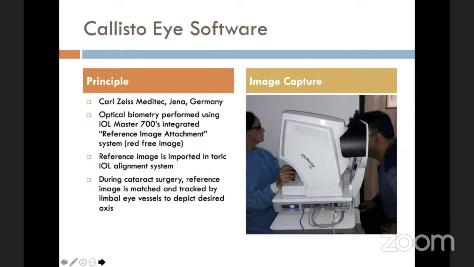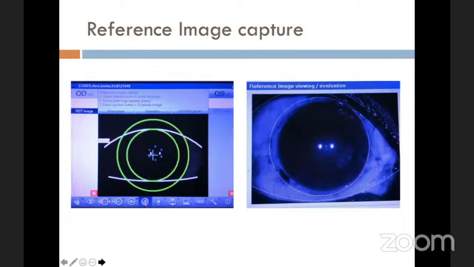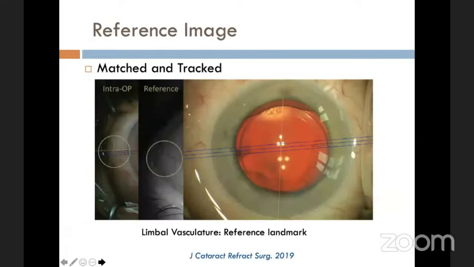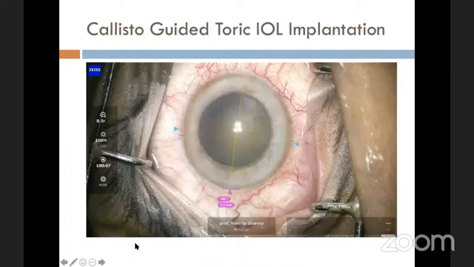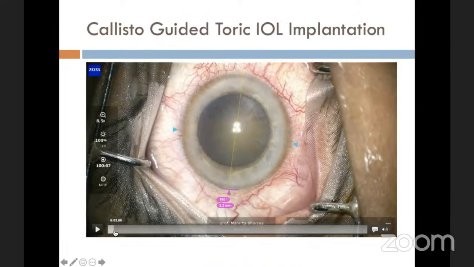And the reference image is matched and tracked by the limbal eye vessels to depict the desired axis. Again, this is the reference image viewing, and the limbal vasculature acts as a reference landmark, which is matched and tracked. Now, this is just to show a live case of the same.